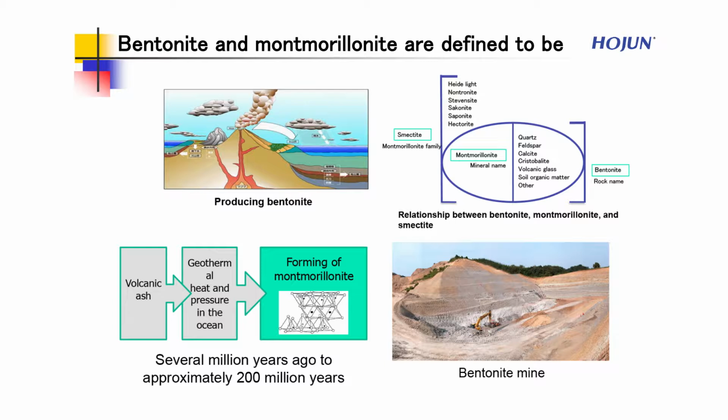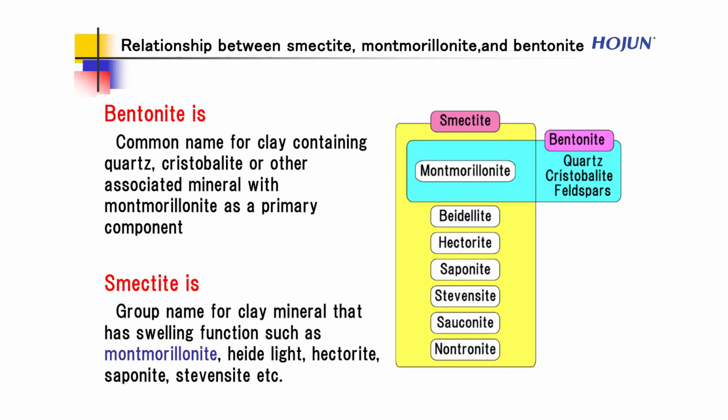In addition, bentonite is formed from volcanic ash falling and piling up when a volcano erupted several tens of millions of years ago, and so does not deteriorate over time. Bentonite is a common name for clay containing montmorillonite, and montmorillonite belongs to the smectite group that has a swelling function.